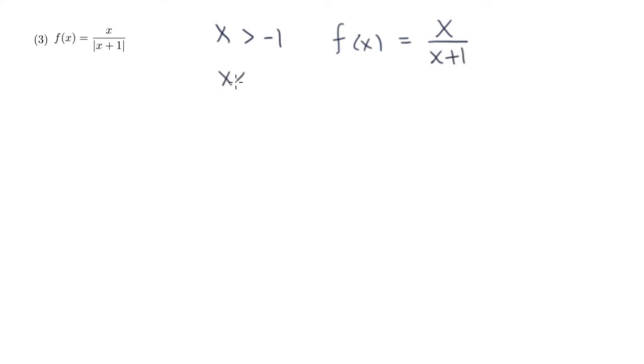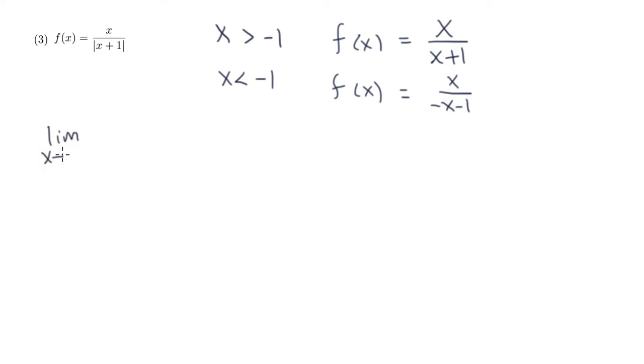But if x is less than negative 1, what's inside the absolute value is actually going to be negative. So we actually need to multiply the denominator by negative 1 to remove the absolute values. And notice that x plus 1, that quantity times negative 1, is negative x minus 1. But now we can take the limits as x goes to plus or minus infinity.